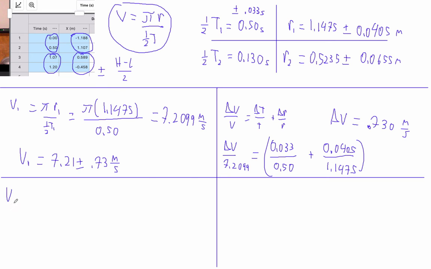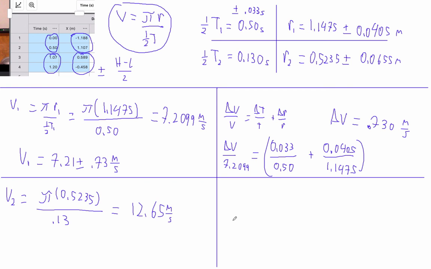This is pretty exciting. V2 is going to be pi times R2, which is this guy, 0.5235, divided by the period, 0.13. Let's figure that out. So pi times 0.5235 divided by 0.13. Let's say this will be faster, 12.65. Now, it's definitely more than that, but the question is how big is our uncertainty, right?